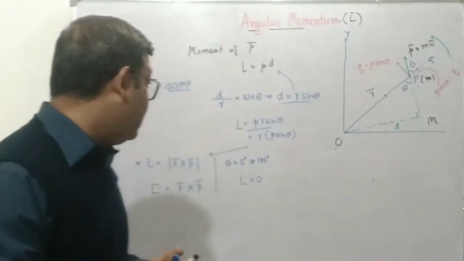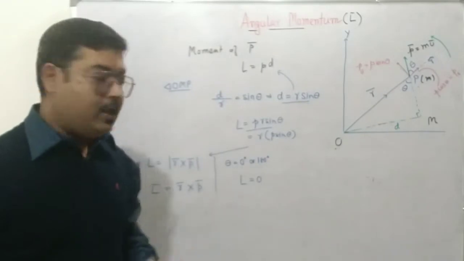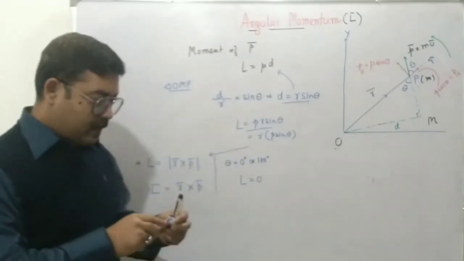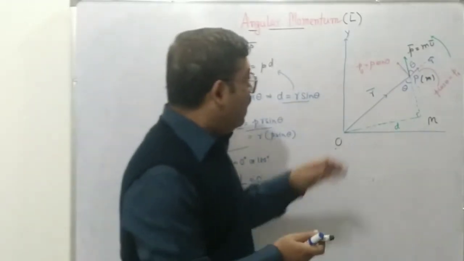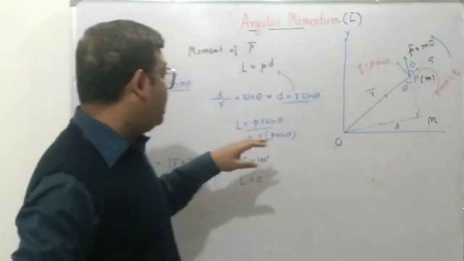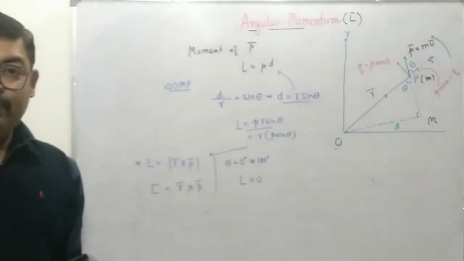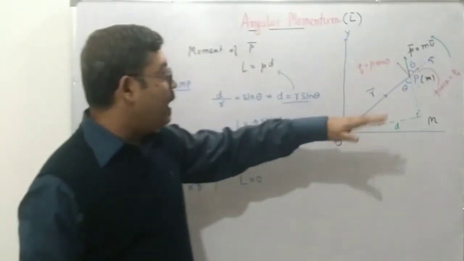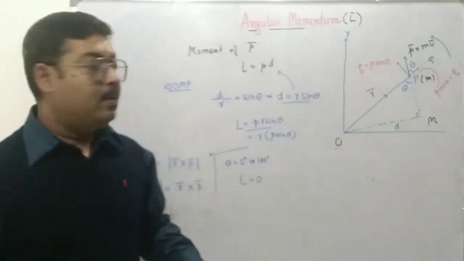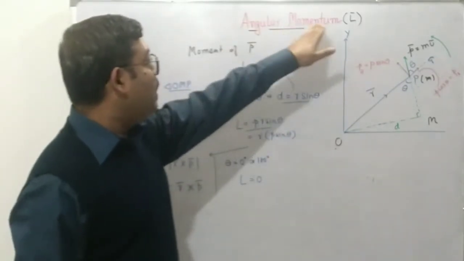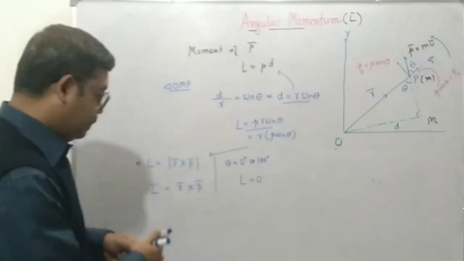because sin 180 degree or sin 0 degree, both are 0, which means for a particle moving radially outwards or radially inwards, the angular momentum will be 0. So there will not be any rotational or angular component of the momentum.